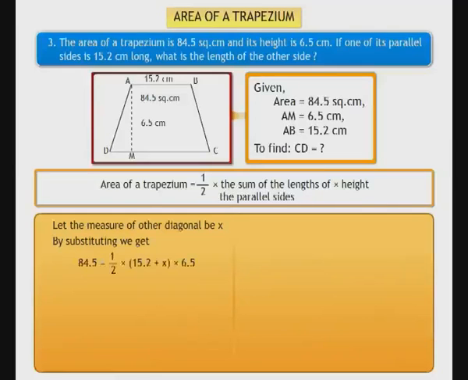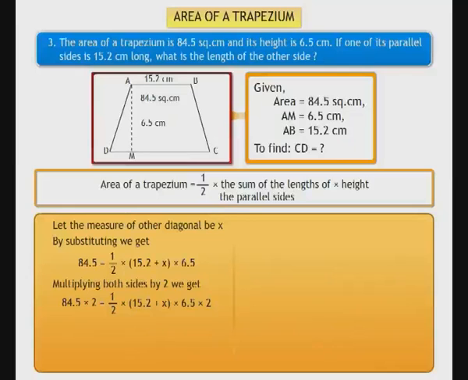The area of such a triangle will be square root of the whole semi-perimeter into semi-perimeter minus the first side into semi-perimeter minus the second side into semi-perimeter minus the third side. This formula is known as Heron's formula. Let's now solve few sums.